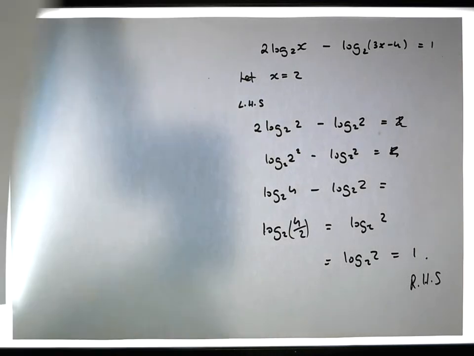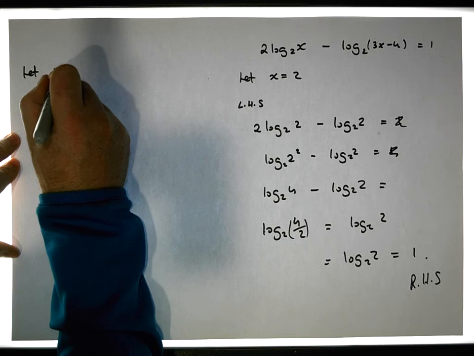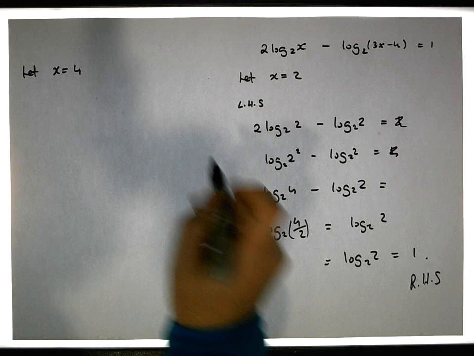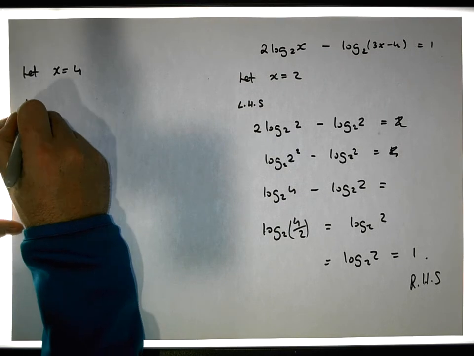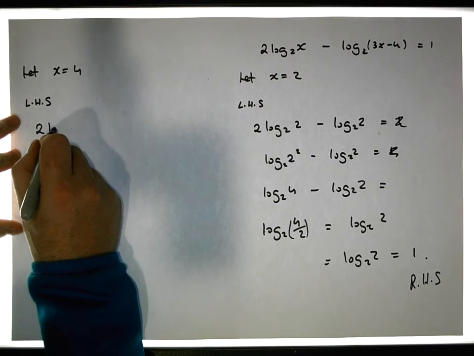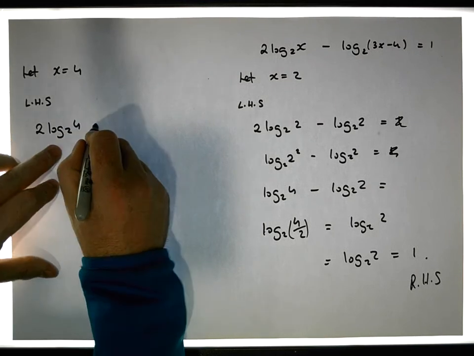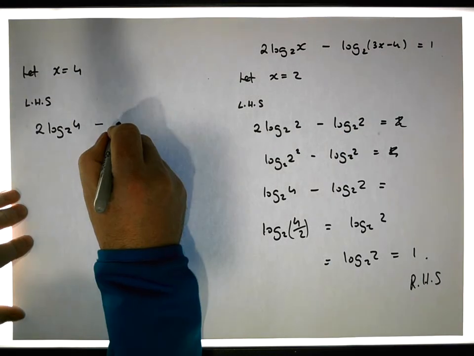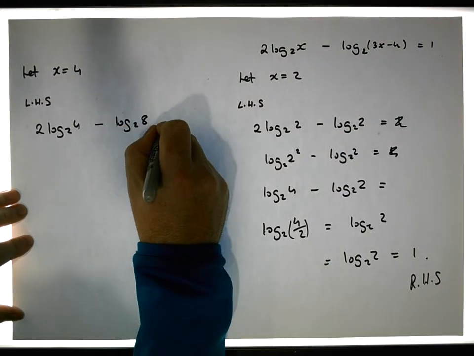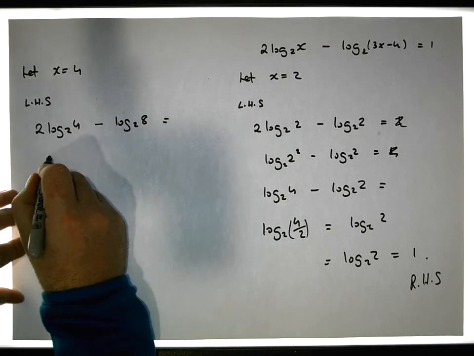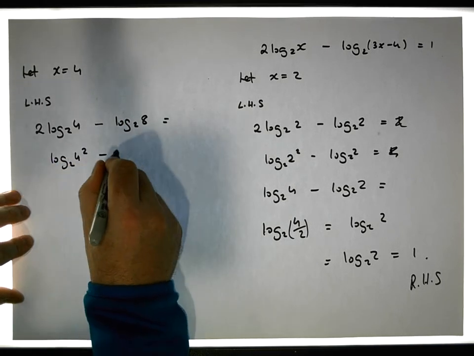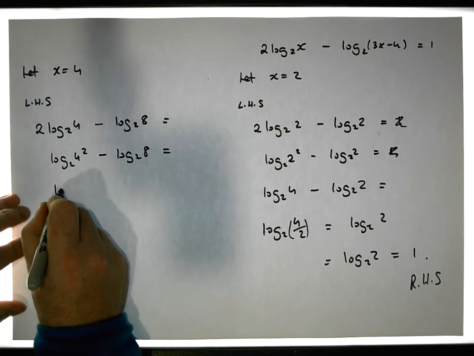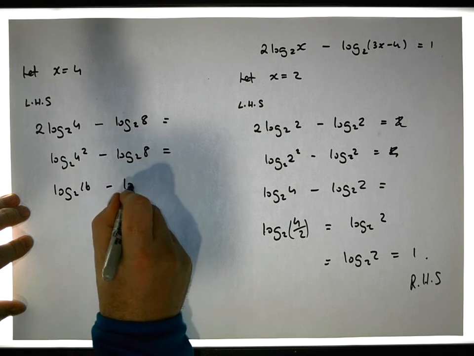What about when x is equal to 4? Let's see what happens. We're evaluating the equation under the conditions of equality. When x is equal to 4, the left hand side becomes 2 log 4 to the base 2 minus log of (3 times 4 is 12, minus 4 gives us) 8 to the base 2. This gives us log of 4 squared to the base 2 minus log of 8 to the base 2. 4 squared is 16, so log of 16 to the base 2 minus log of 8 to the base 2.